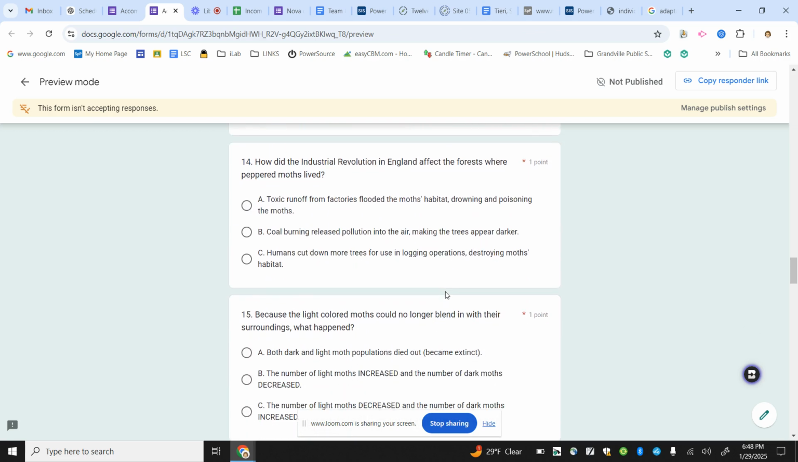Number 14. How did the Industrial Revolution in England affect the forests where peppered moths lived? A. Toxic runoff from factories flooded the moth's habitat, drowning and poisoning the moths. B. Coal burning released pollution into the air, making the trees appear darker. C. Humans cut down more trees for use in logging operations, destroying moths' habitat.